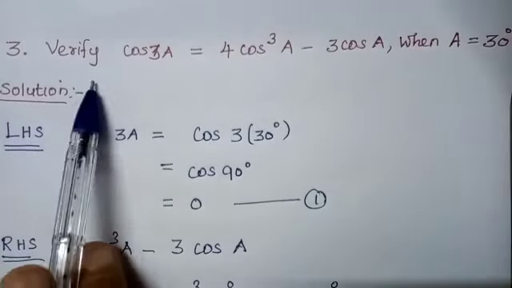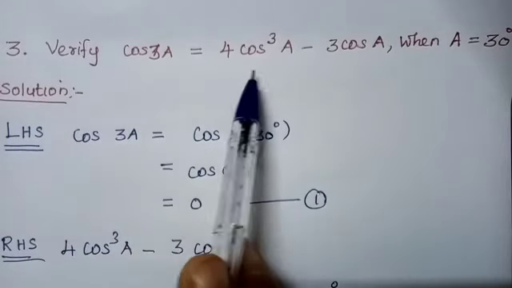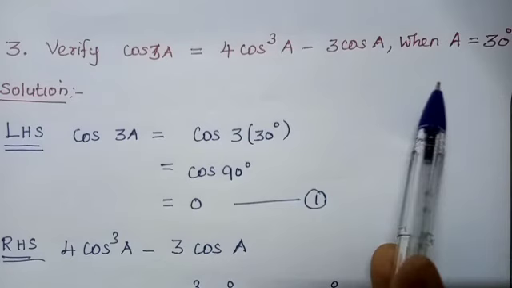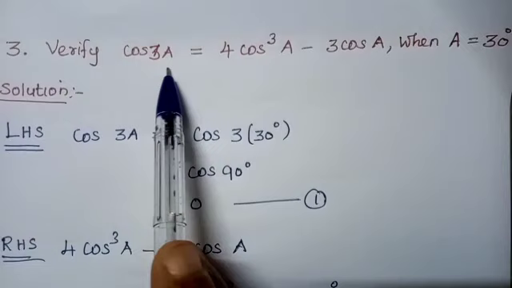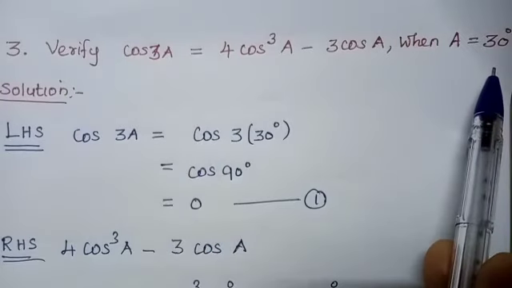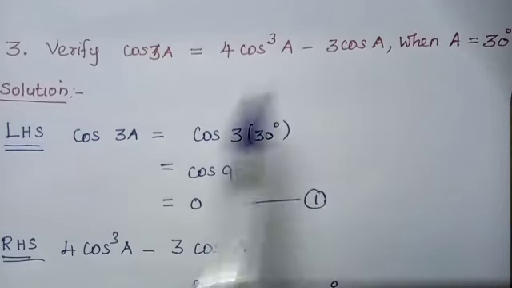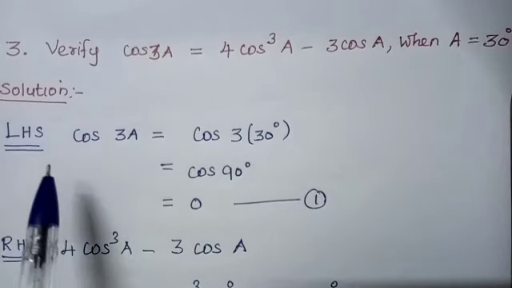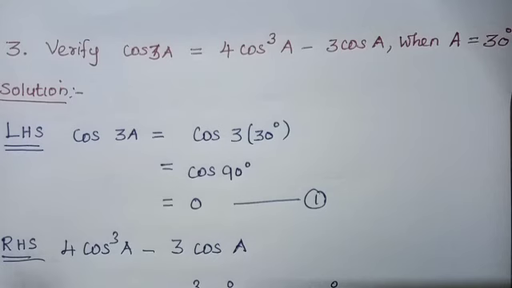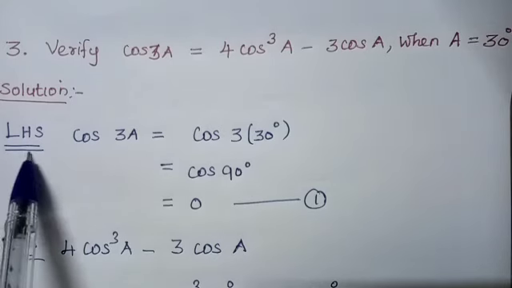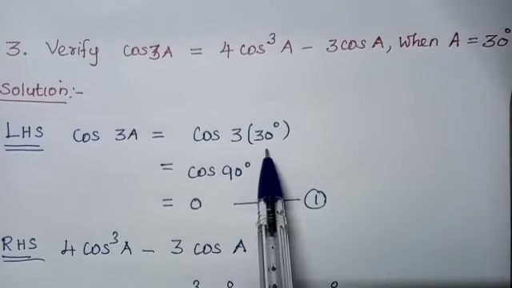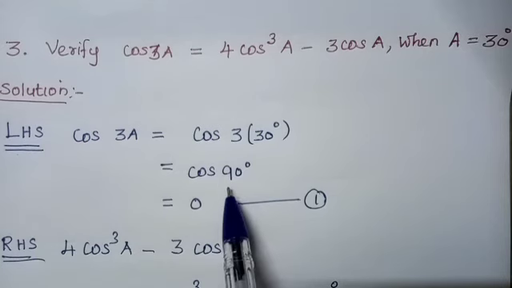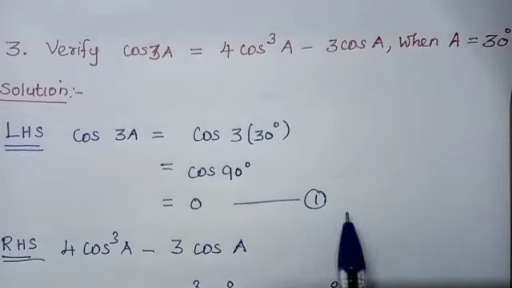Question number 3. Verify cos 3a equal to 4 cos cube a minus 3 cos a when a equal to 30 degree. For this question, in the place of a, we are going to substitute the value 30. Then separately we are going to find LHS and RHS and check whether both are equal or not. First, left hand side cos 3a. Here in the place of a, I wrote 30 degree. So cos 3 into 30 means cos 90 degree. Cos 90 degree value 0. We can mark it as 1.